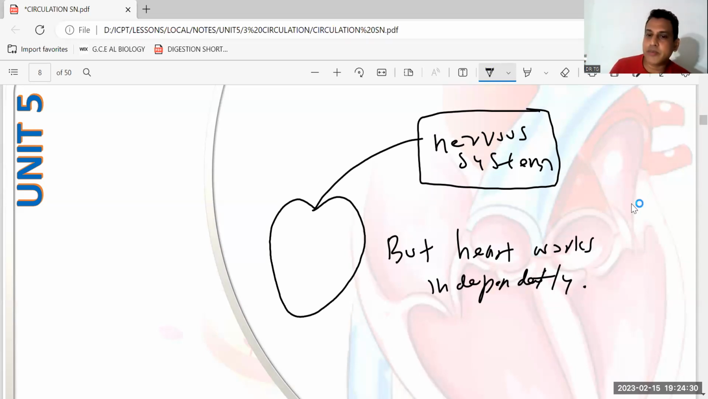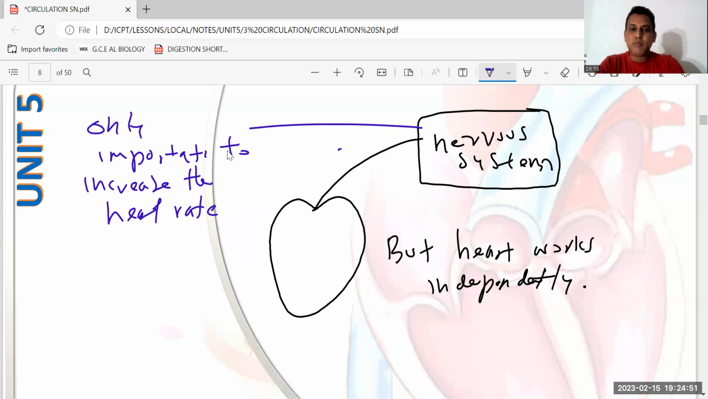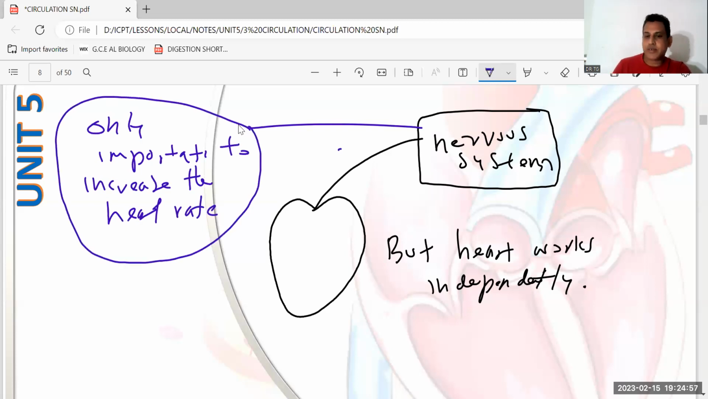What is the role of the nervous system then? So the nervous system is only important to increase the heart rate. So normal contraction, like when a person is at rest, is done by the heart at rest. It's only the heart.